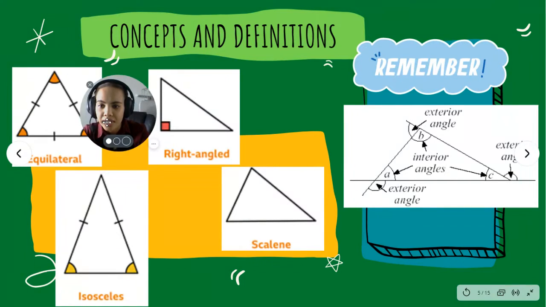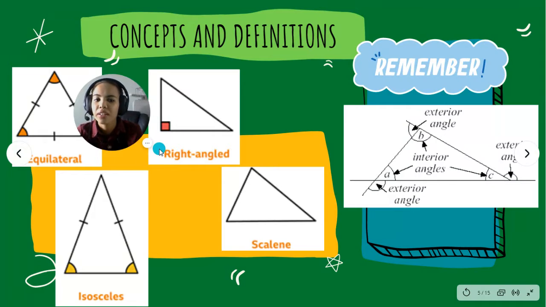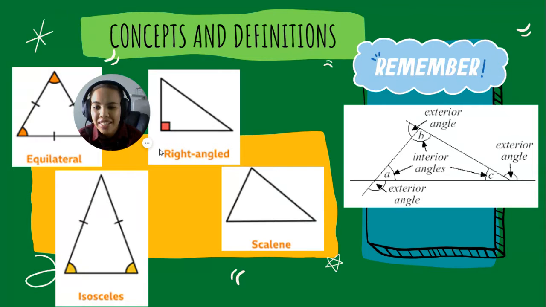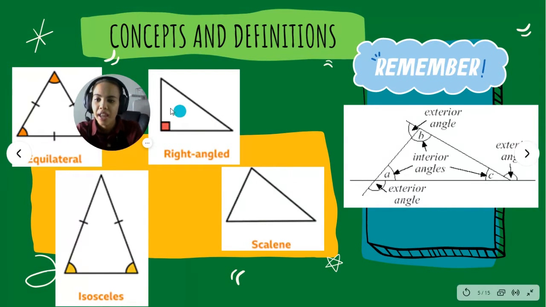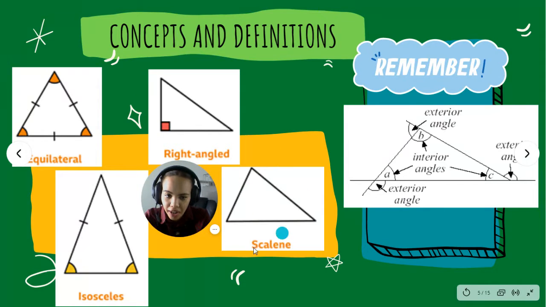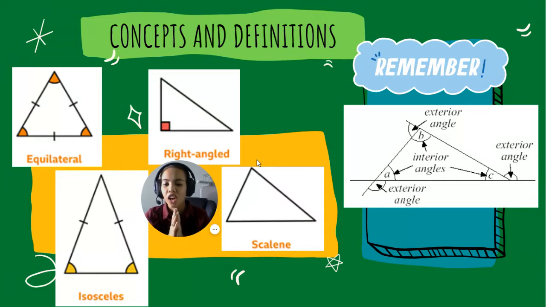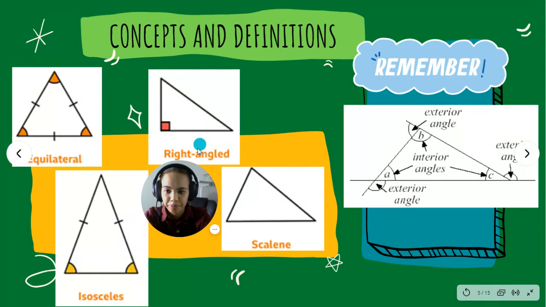Okay, next, a right angle triangle. Maybe it could be isosceles or scalene. If it's isosceles, that means there's one right angle and the two others are equal. But if it's a scalene, the two others are different. Okay, scalene triangle, you know, no equal sides, no equal angles.